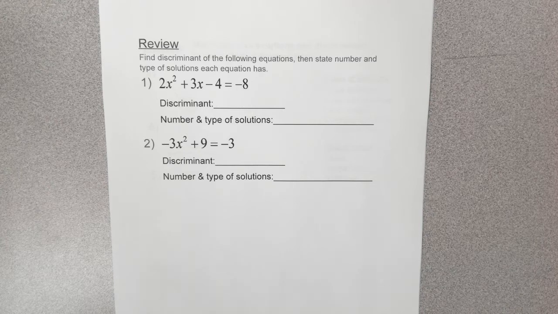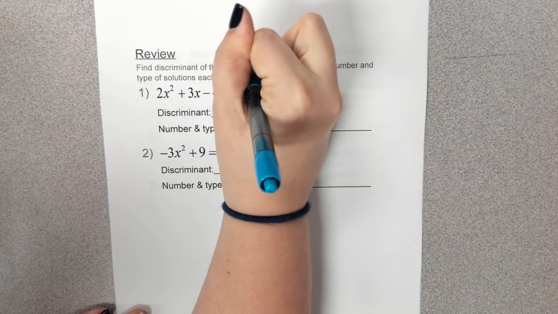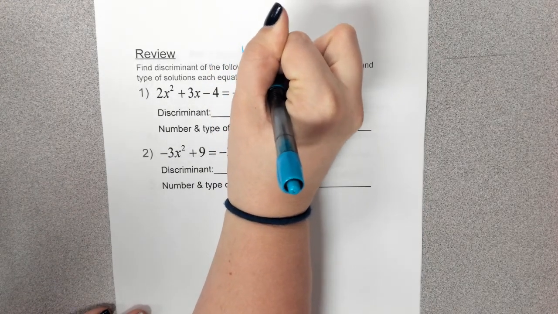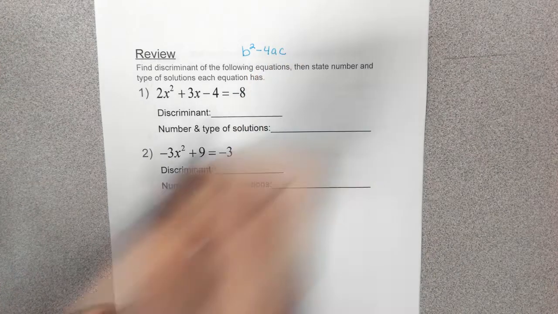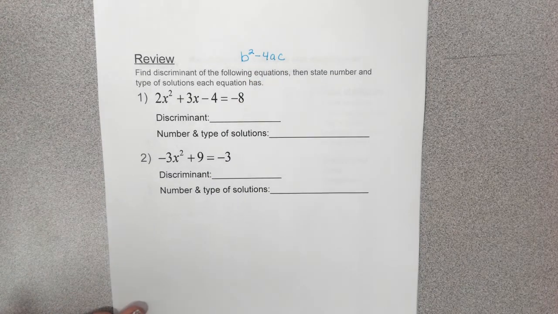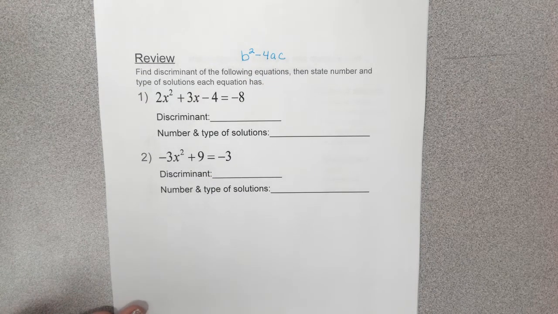My instruction says find the discriminant of the following equations, then state the number and type of solutions each equation has. So remember, if we want to find the discriminant, that's where we're going to use the equation b squared minus 4ac. It's what's under the radical of the square root, which is what you learned today in the quadratic formula. So we're using that b squared minus 4ac.